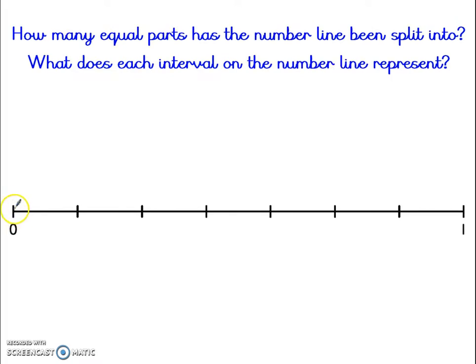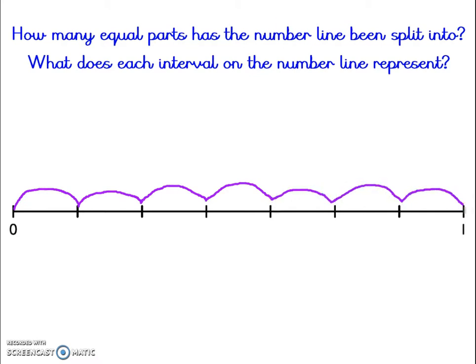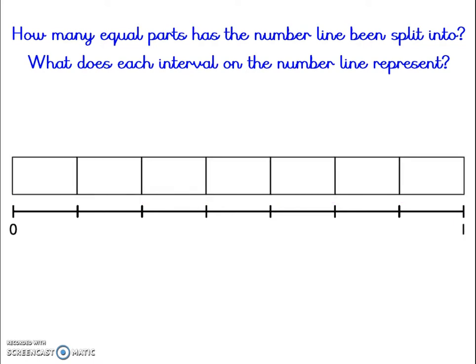Looking at this number line, we can see that we've split it into 1, 2, 3, 4, 5, 6, and 7 parts. And we can represent this as one whole bar split into 7 parts. And of course we know that if we split it into 7 parts, we're looking at a denominator of 7, and each of these is worth 1 seventh.